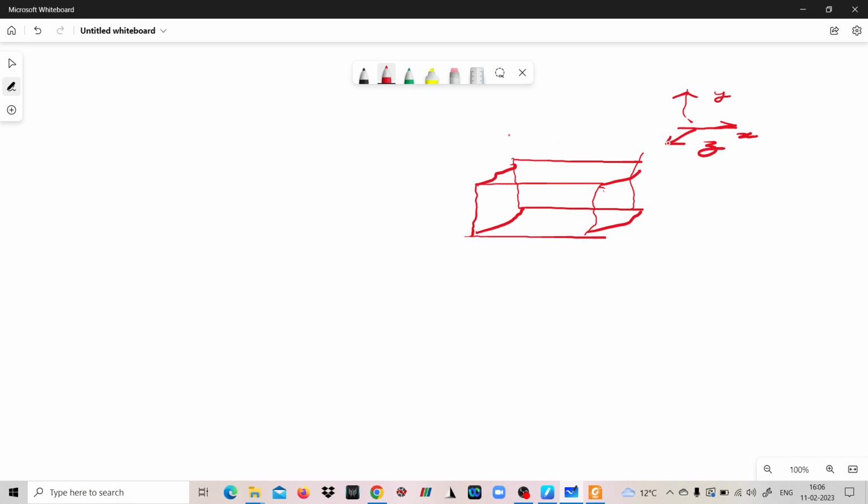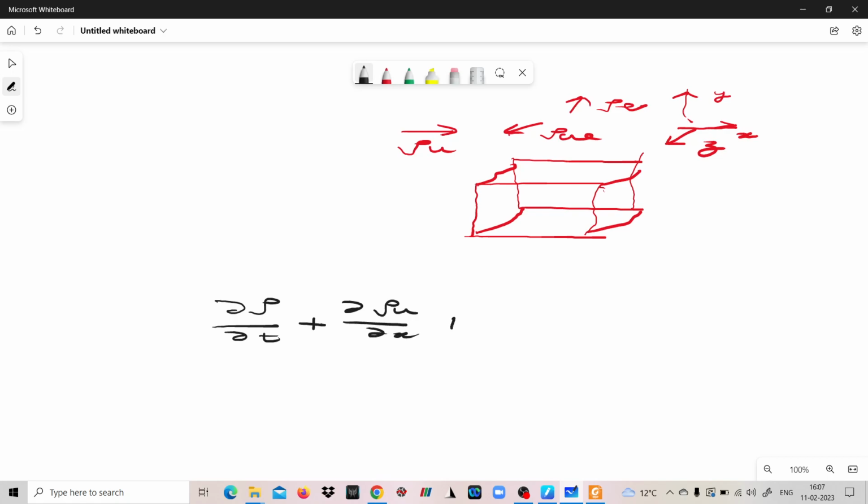Now with this, for this fluid element, if we consider the mass flow rate along x, y, and z direction, that is mass flux rho u along x direction, rho v along y direction, and rho w along z direction, then the general continuity equation in Cartesian coordinate system will be del rho by del t plus del rho u by del x plus del rho v by del y plus del rho w by del z is equal to 0. Now this is the general continuity equation.